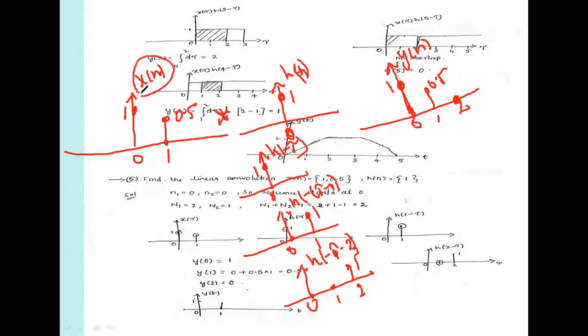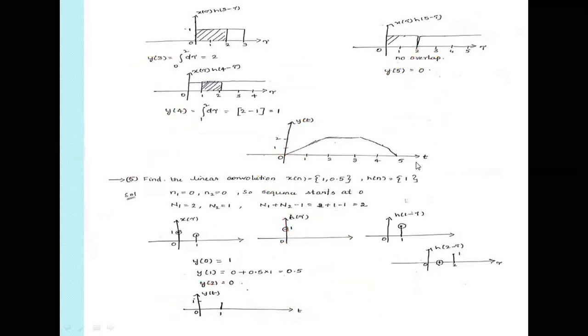Whatever the function is, the convolution of x of n with h of n, the single value impulse, gives the same value: y of n is equal to x of n only. We got 0, 1, and the 1 value is 0.5. So y of t is equal. Got it, my students? The impulse response convolved with any signal gives you the same signal.